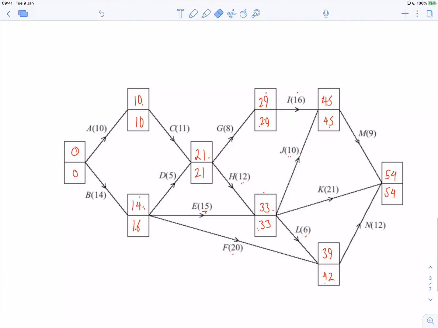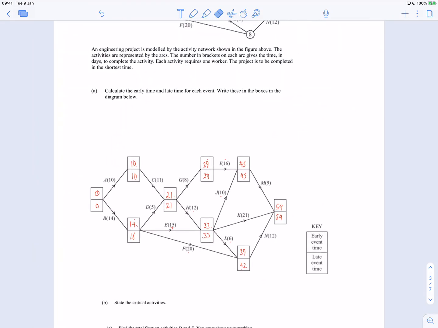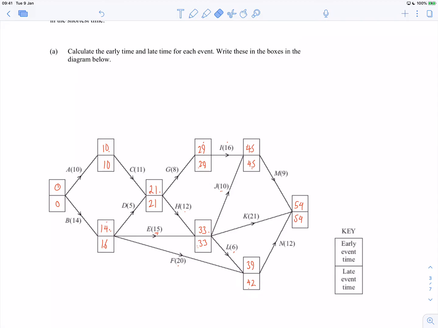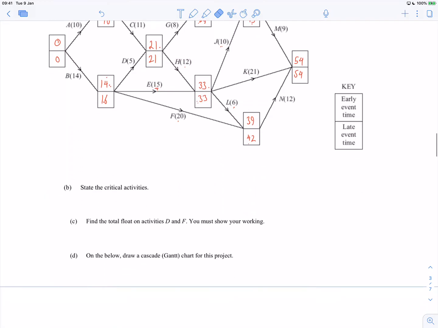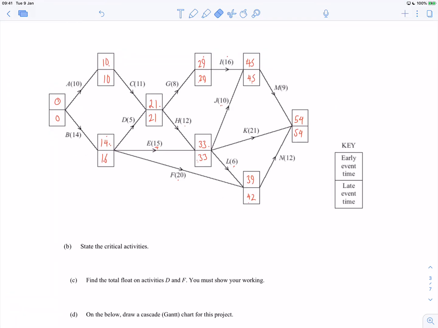Okay. Right, so what do we want now? Calculate the early time and late time for each event. Write these boxes in the diagram below. Yep, I've done that, that's fine. B, state the critical activities.